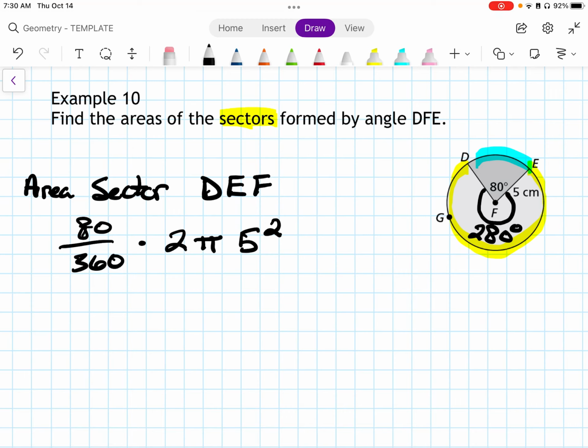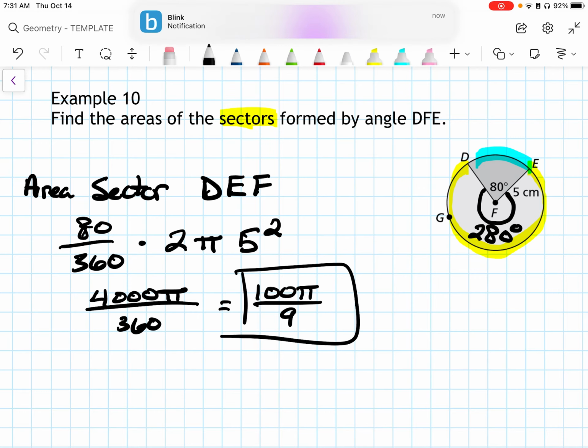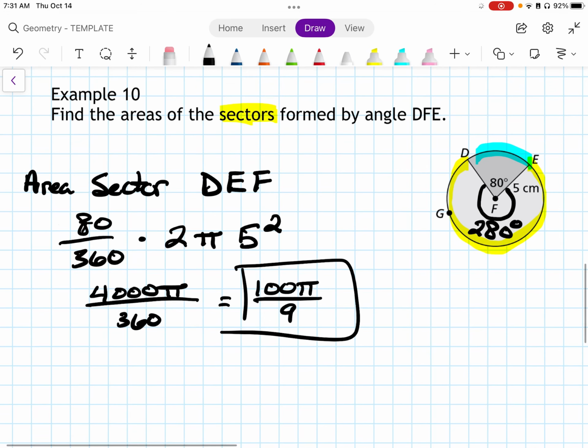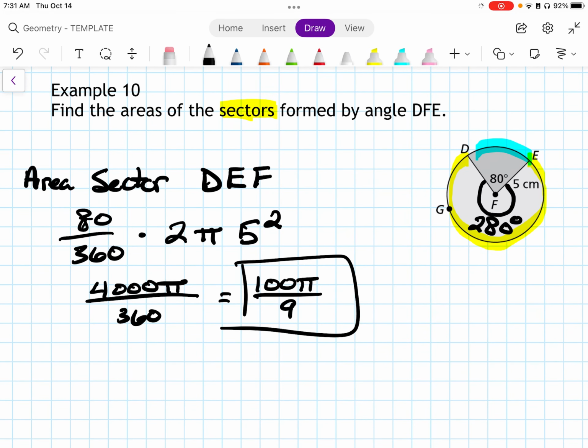Typing that in, 5 squared is 25 times 2 times 80 is 4,000. So I have 4,000 pi over 360. I divide by 360, and that gave me a decimal. Let me type that in as a fraction. And I got 100 pi over 9. I'm going to leave that as is. I guess I could say centimeters squared for that.